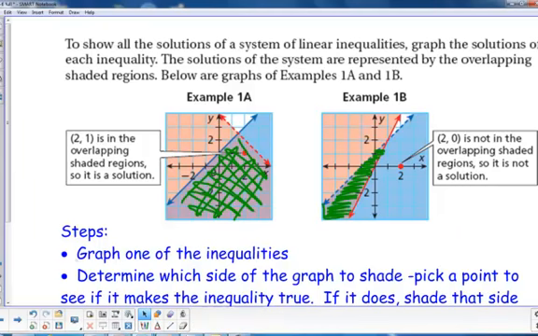And then the same with this. We have the dotted blue line and the solid red line. They cross at this point right here. So everything in the green region is a solution. So you basically graph each inequality, shade them as you should, and then you darken where it is doubly shaded.